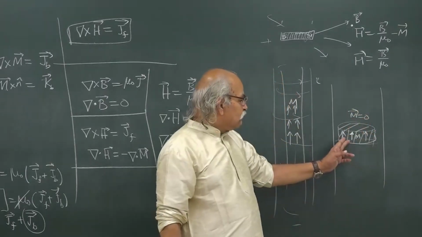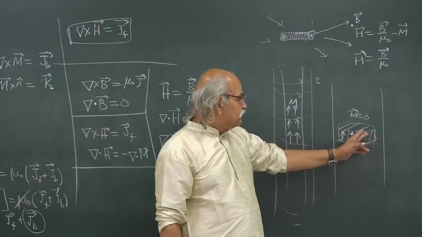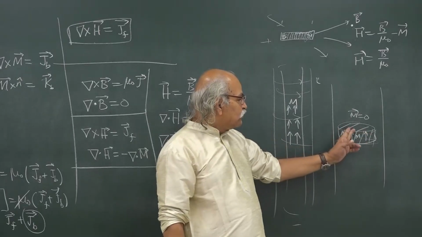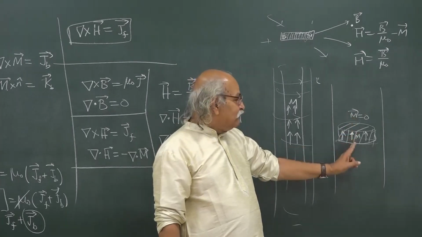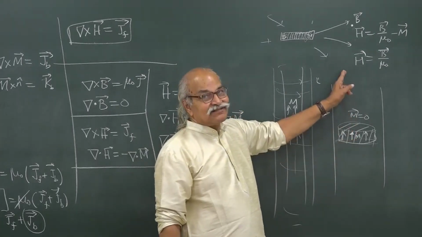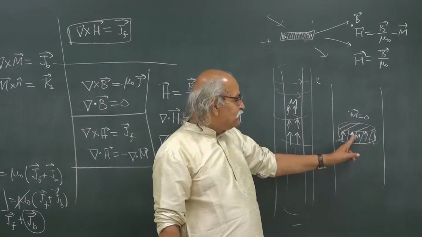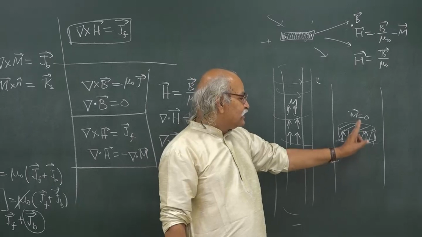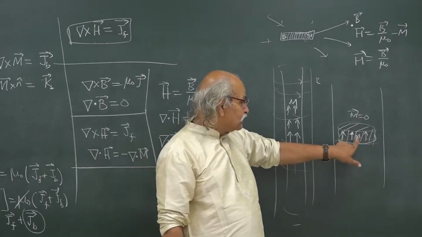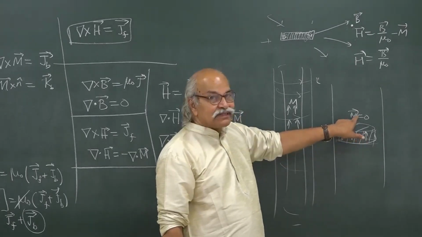So, you have M here, you have M here, you have M here, you have M here. The moment you come out of the surface, M becomes 0. So, M is changing in Z direction. M itself is in Z direction, and then it is not uniform. It is M here and then it becomes 0 here.